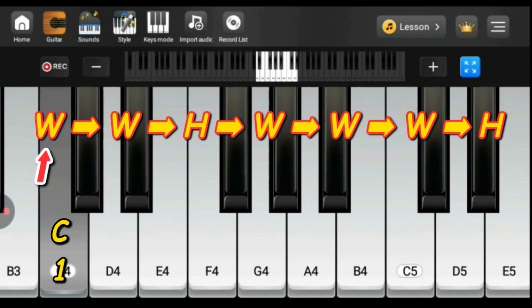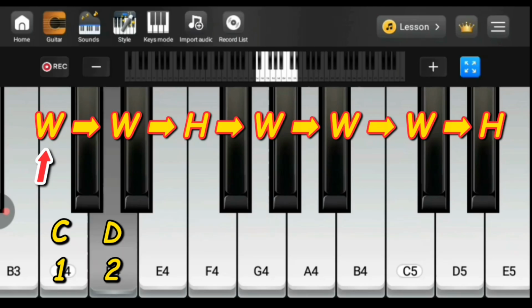So from here to here, that's from C to D, is a whole step, simply because we are moving two half steps. From here to here, one step, half step. From here to here, another half step. So from C to D is a whole step. So from C, the next note in the scale is D.